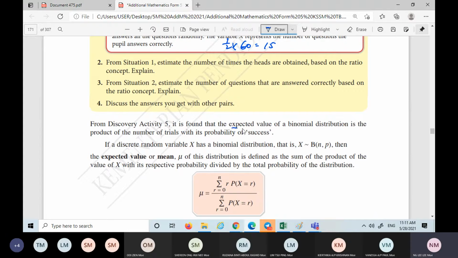Expected value. What you were doing just now is expected value. The expected value of a binomial distribution is the product of the number of trials with its probability of success. Product means multiply. This is the number of trials, with the probability of success. I made a mistake. This one should be 4. Sorry.